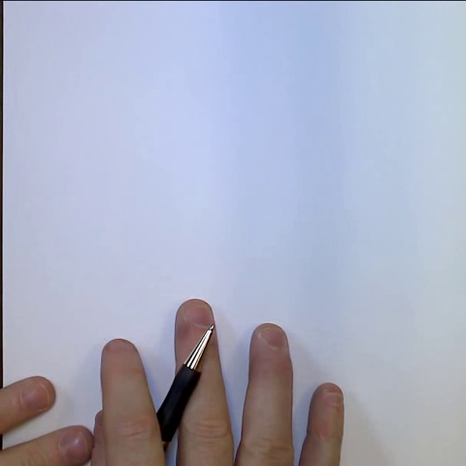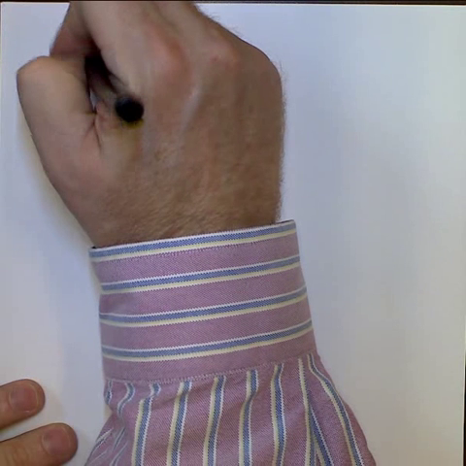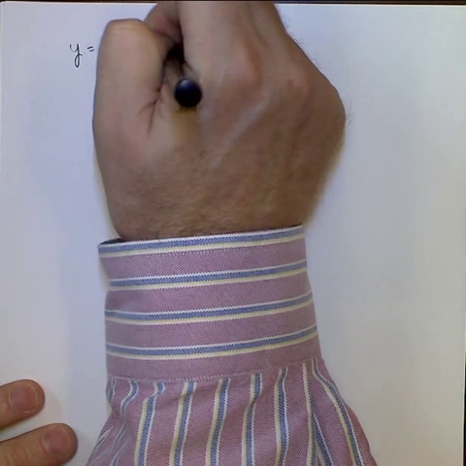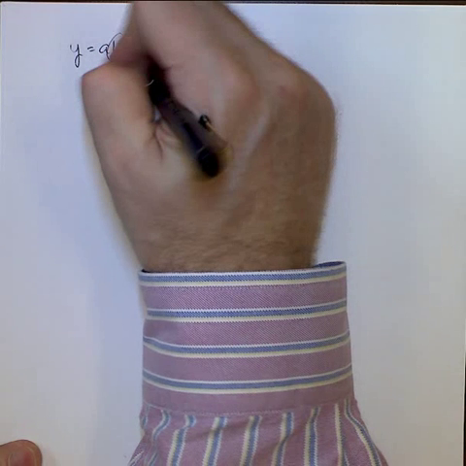All right, in 7.2, we're going to talk about decay, exponential decay. It's very similar to 7.1, which was exponential growth. The general formula is going to be the same. It's going to be y equals ab to the x minus h plus k. The difference between growth and decay is with b.